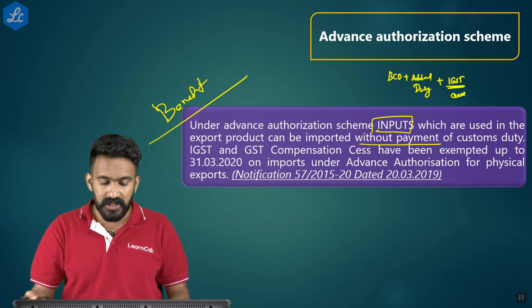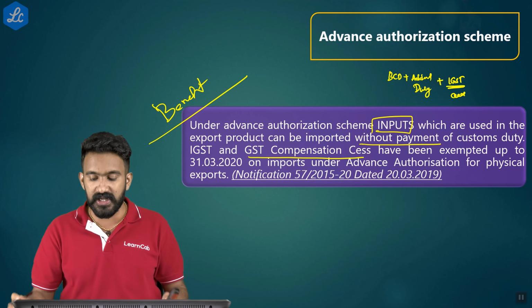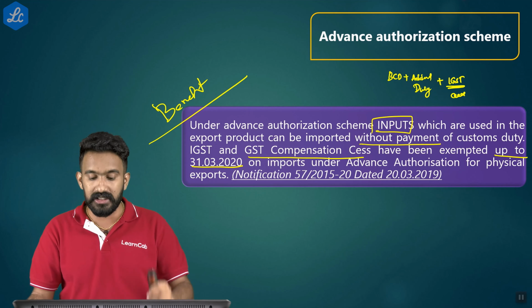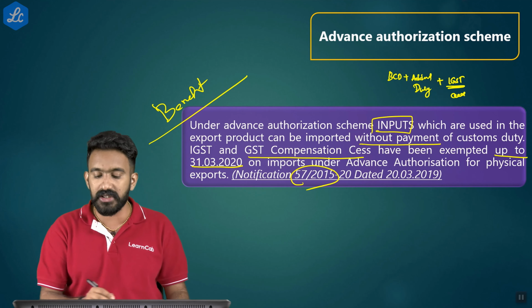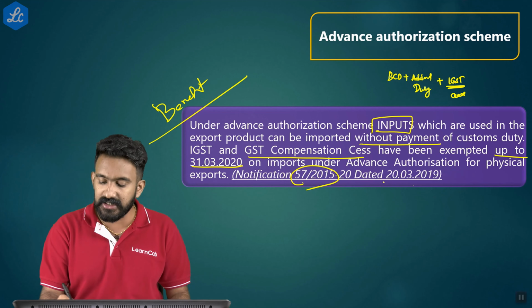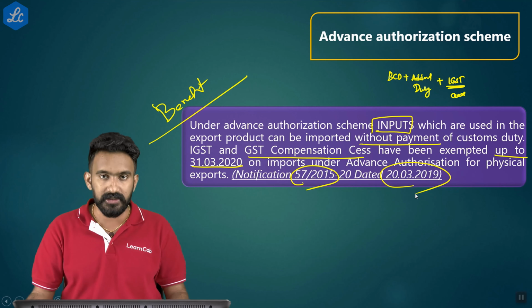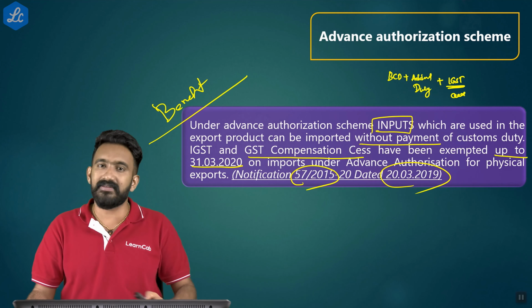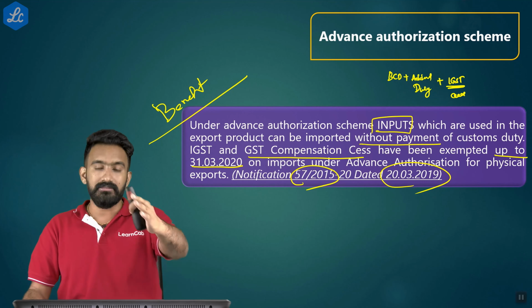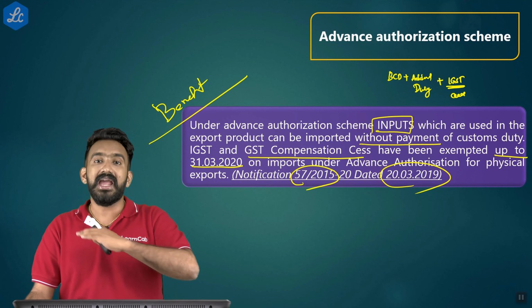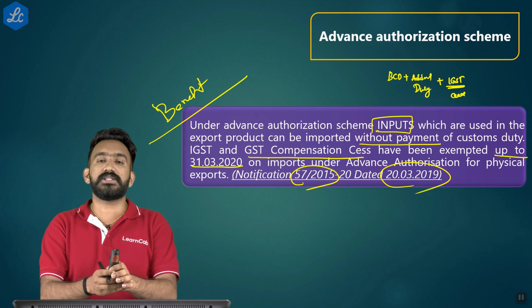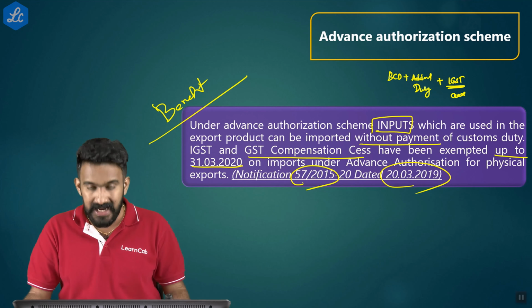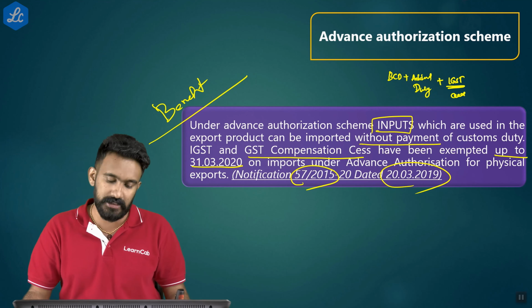The answer is yes. GST and GST compensation cess have been exempted up to 31st of March 2020 via notification 57/2015-20 FTP dated 20th of March 2019. There was an exemption earlier that was applicable till 2018. They extended it till 2019. Now in March they came up with a notification which extended that exemption of GST and cess on advance authorization imports till 31st of March 2020.